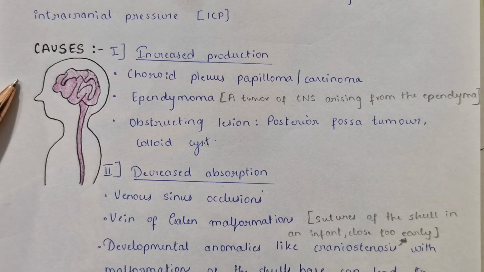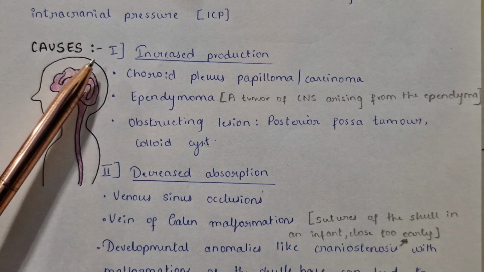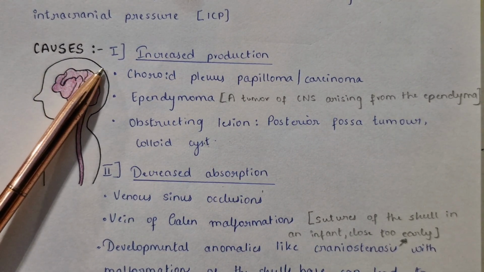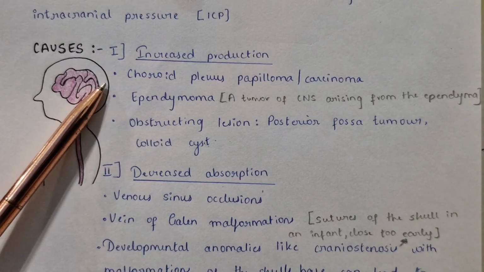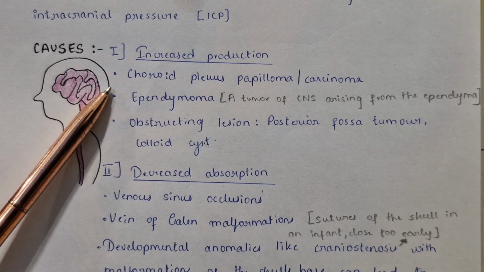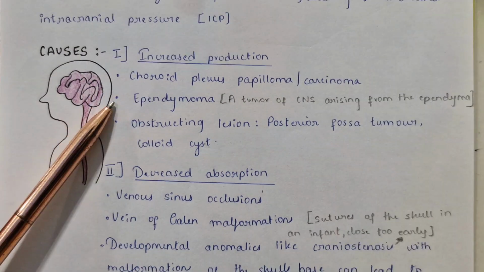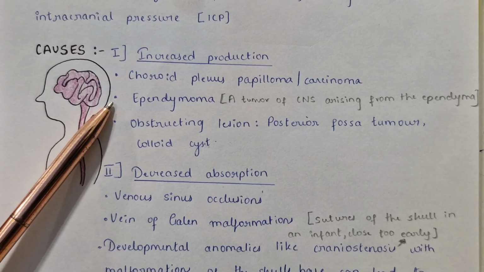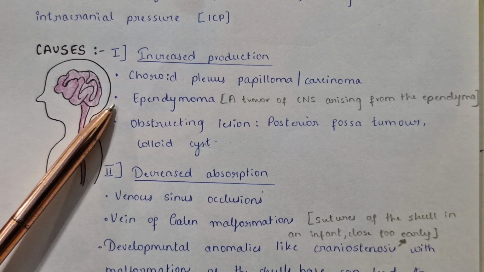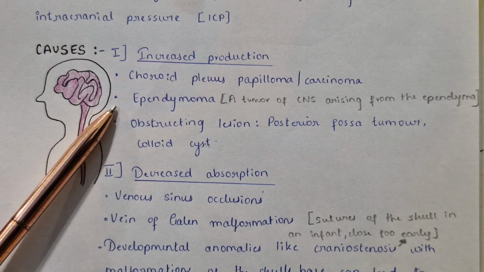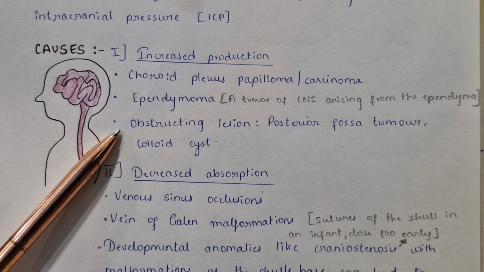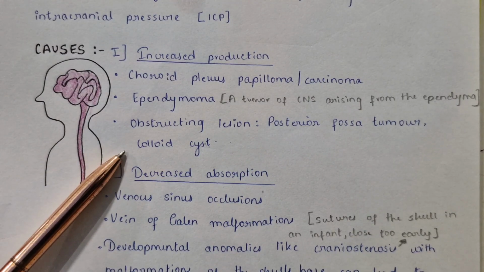Causes of hydrocephalus. The first one is increased production of CSF, which is seen in choroid plexus papilloma or carcinoma. The second one is ependymoma, which is a tumor of the central nervous system arising from the ependyma, obstructing lesion, for example, the posterior fossa tumor or colloid cyst.